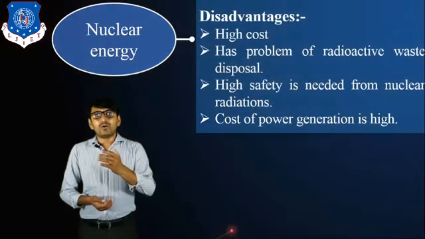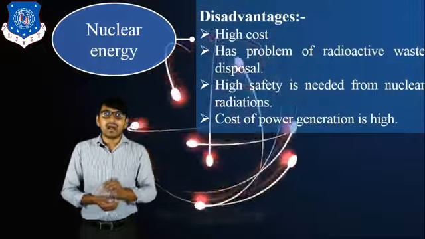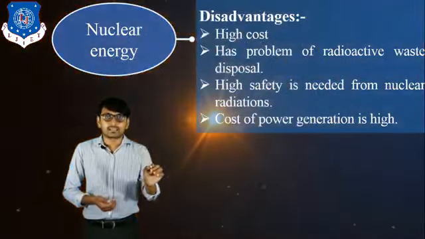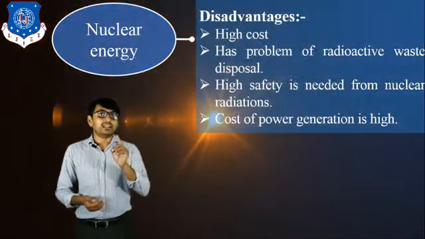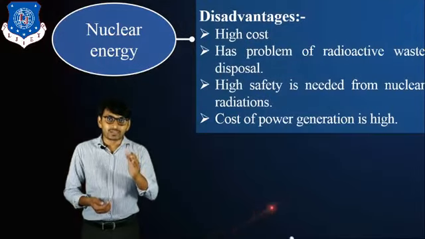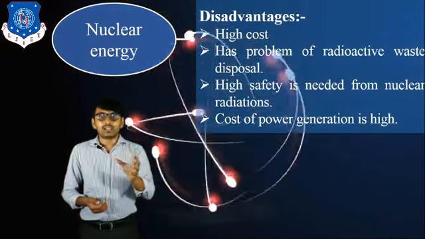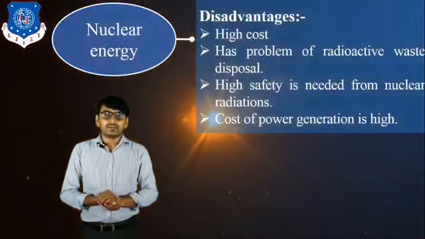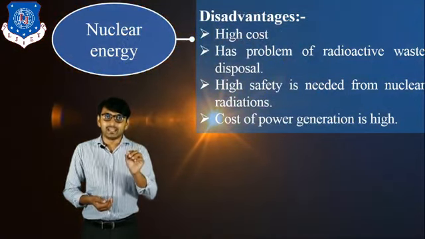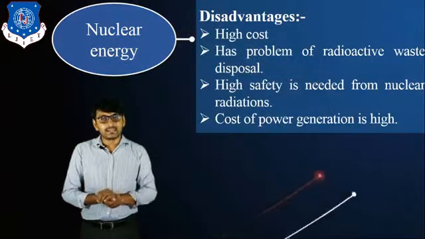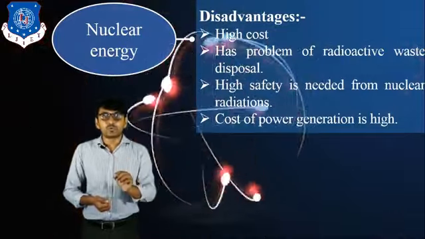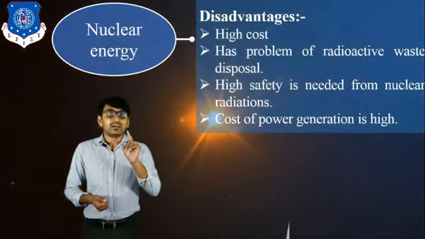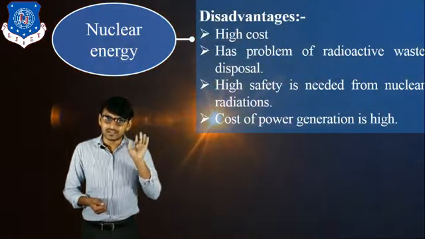And there are also some disadvantages like high cost, and the problem of radioactive waste disposal, because in the nuclear fission process, after the process is complete, there is some radioactive waste, and this is a problem of disposal. And third one, high safety is needed from nuclear radiation. And fourth one, cost of power generation is high. So nuclear power plant is a non-renewable source of energy.